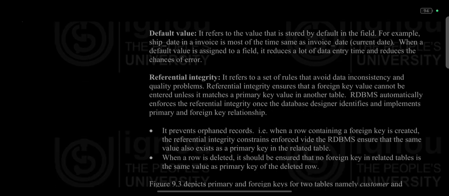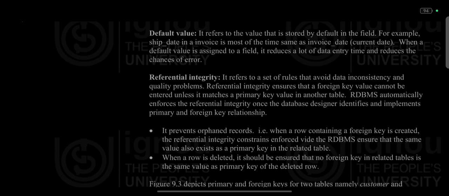Default value. It refers to the value that is stored by default in the field. For example, ship_date in an invoice is most of the time the same as invoice_date, the current date. When a default value is assigned to a field, it reduces a lot of data entry time and reduces the chances of error. Referential integrity.